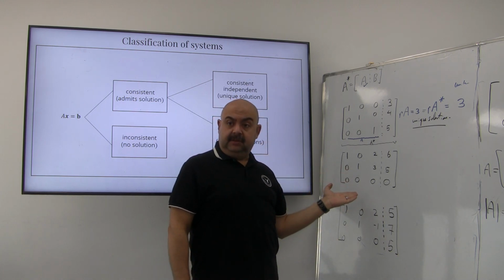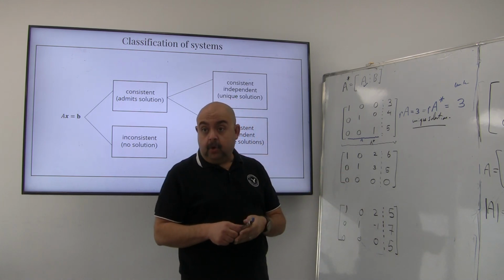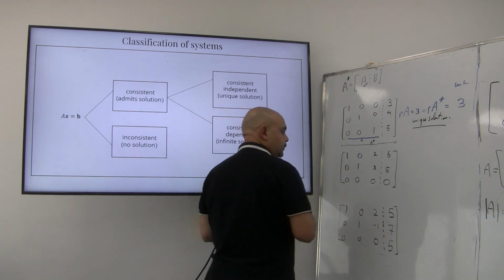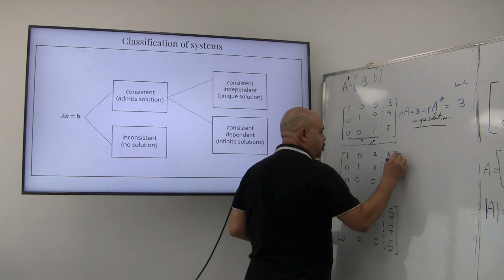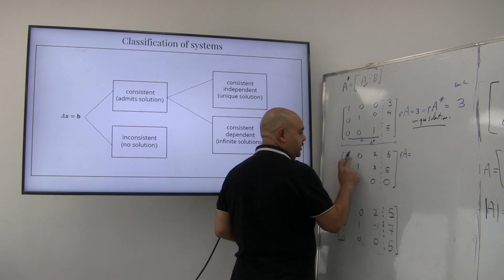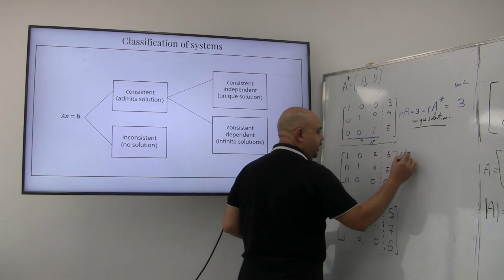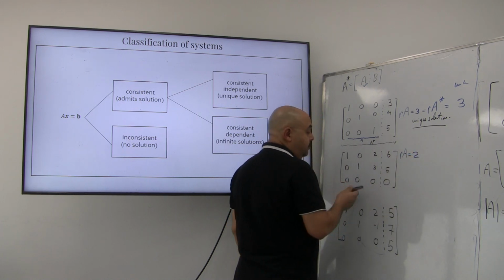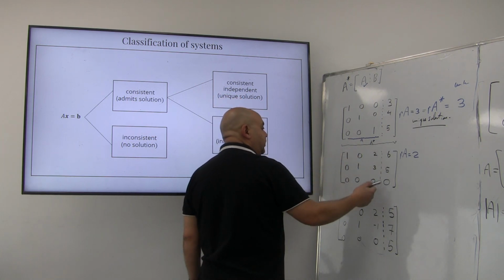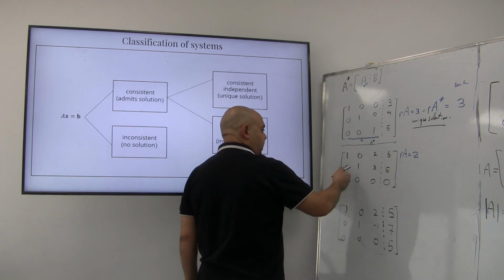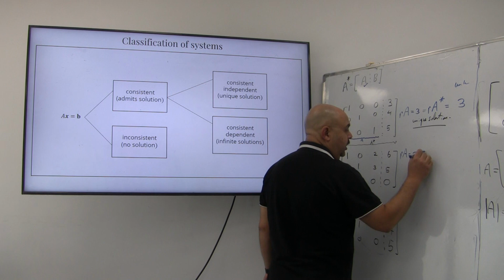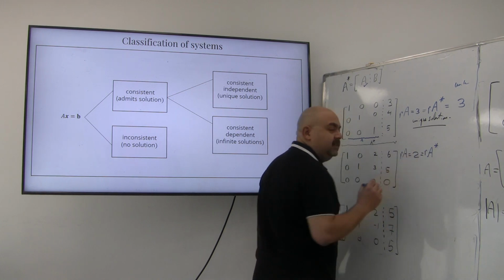Okay, for a system like this, let's count the rank of A. The rank of A is the number of non-zero rows: first, second, so the rank is 2, because the third one is zeros. The rank of the augmented matrix, the whole matrix: the first is non-zero, the second is non-zero, but the third is 0. So it's still equal to the rank of the augmented matrix.